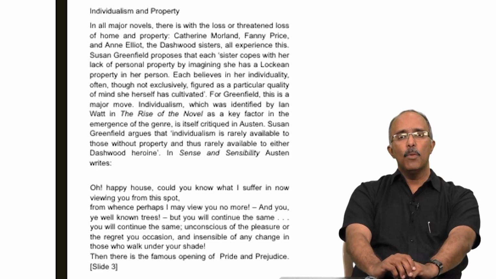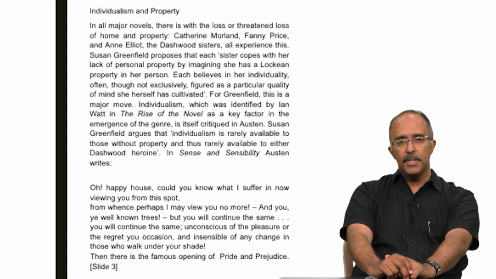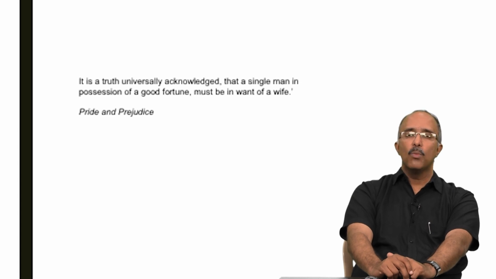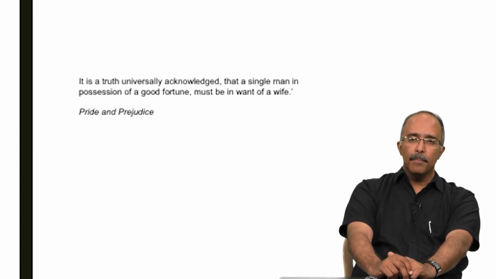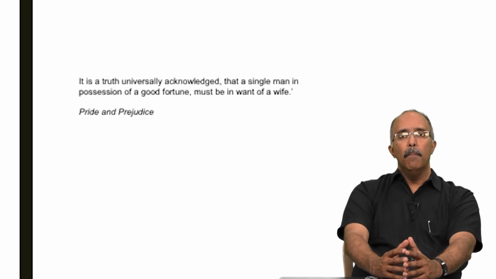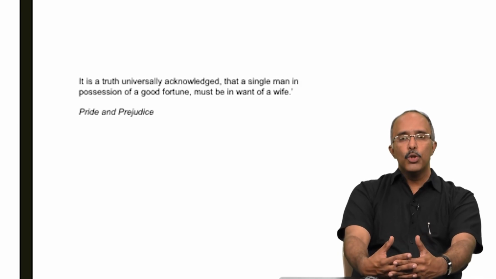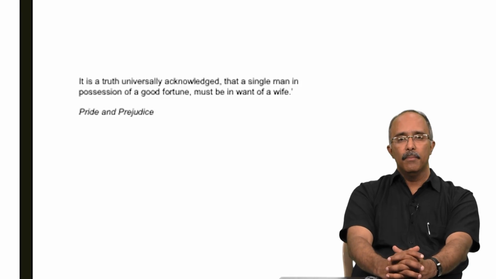Here are the famous opening lines of Pride and Prejudice. Coming up on your slide now. It is a truth universally acknowledged that a single man in possession of a good fortune must be in want of a wife. What does this mean? For the human male to be fully developed as an individual, you require two kinds of property.